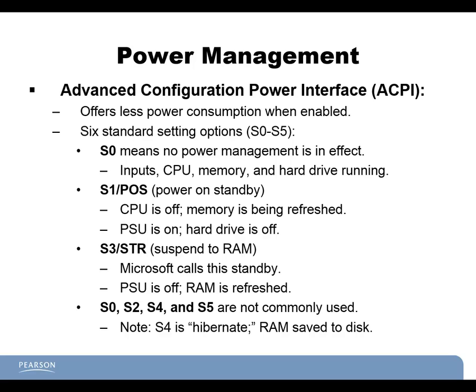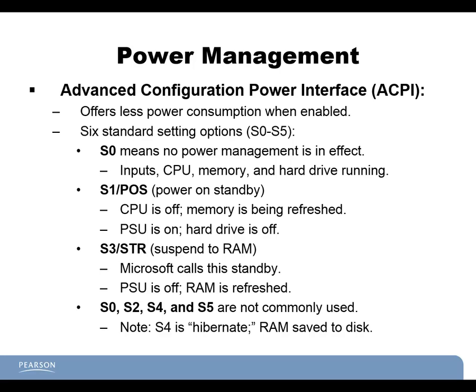Power management can also be configured here. And these are some settings that you can configure, but in general, you may just set your BIOS to one of these and then let your operating system do it. S0 means there's no power management at all. Everything is running at full speed. S1 is power on standby, and what that means is the CPU is off, but the memory is being refreshed. The hard drive is off. S3 is suspend to RAM, and Microsoft calls that standby mode. The PSU is off, but the RAM is refreshed.